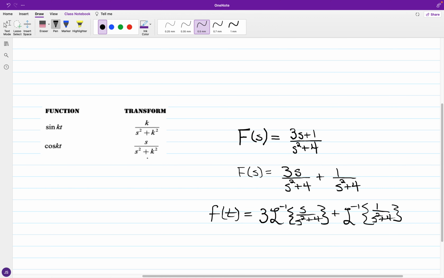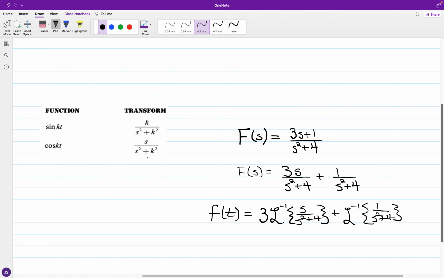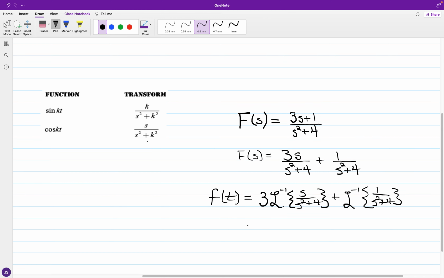Okay, so for what we have inside the first inverse Laplace notation, you have a direct correspondence to s over s squared plus k squared. And to spell out what we have for k, it's strongly implicit. I'm just going to mention this: 4 is going to be the square of 2. So we have s over s squared plus 2 squared.